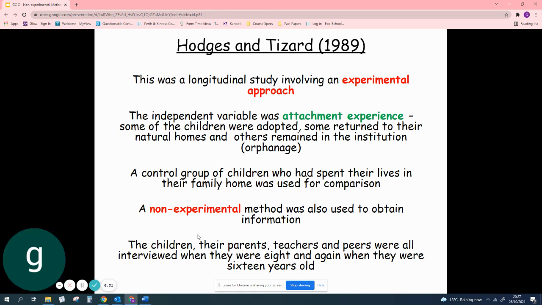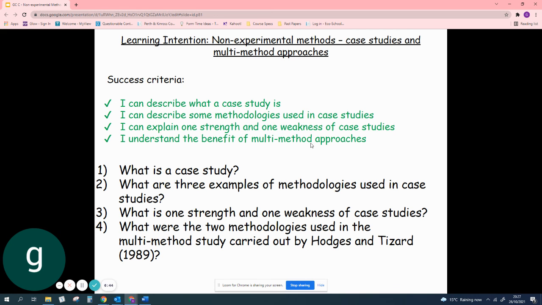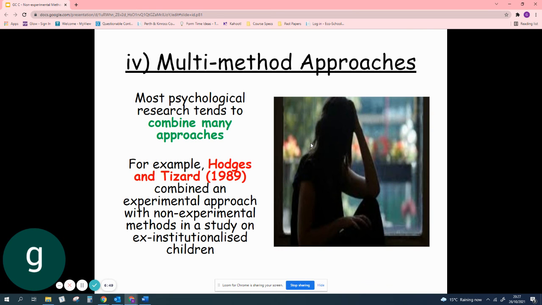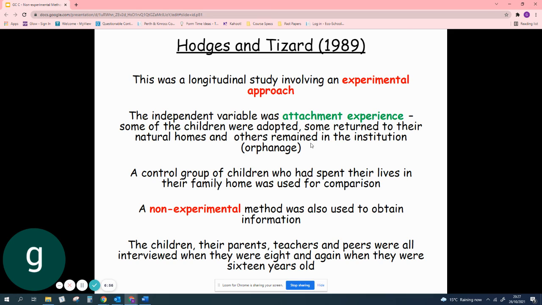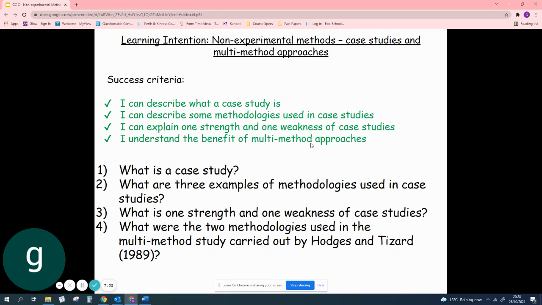A non-experimental method was then also used to obtain information. The children, their parents, teachers, and peers were all interviewed when they were 8 and again when they were 16. So this is a longitudinal study with a cohort of students. That's fairly simple. In essence, what is on this slide is about combining several approaches, and all you really need to get from this. And this slide here, Hodges and Tizard 89, is just an example of how you would do this multi-method approach. Hopefully that makes sense.